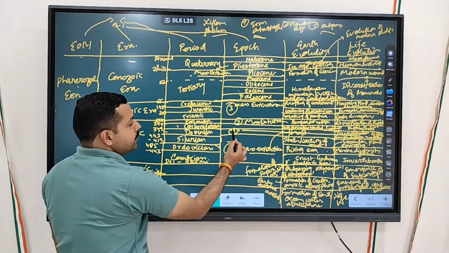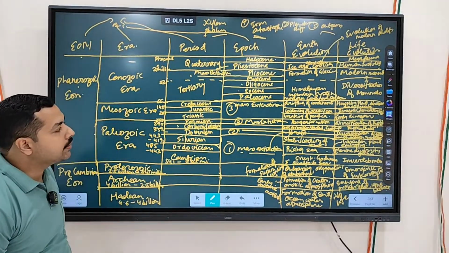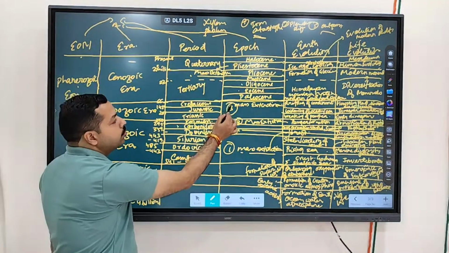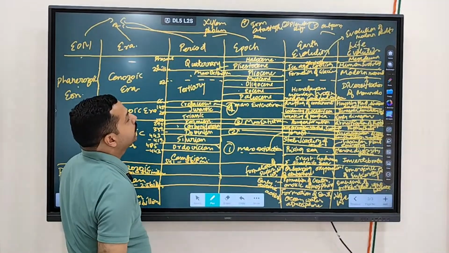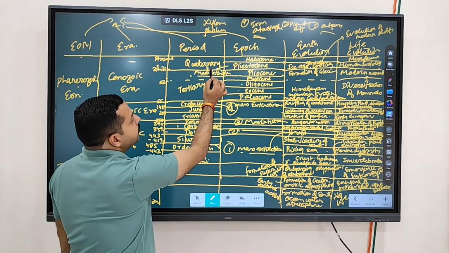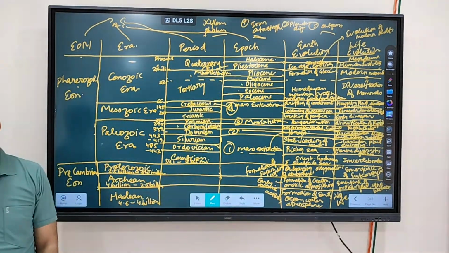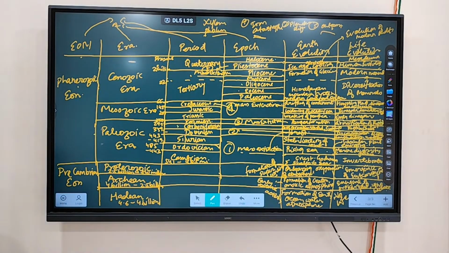Second is Devonian. Third is Permian. Fourth is Cretaceous. And fifth is here. That is a total of how many mass extinctions? Five mass extinctions have happened on the earth's surface.